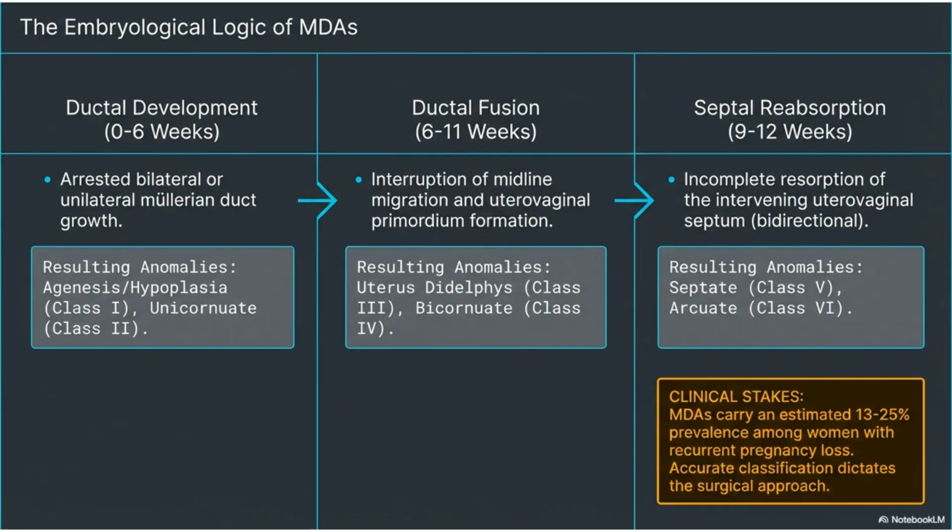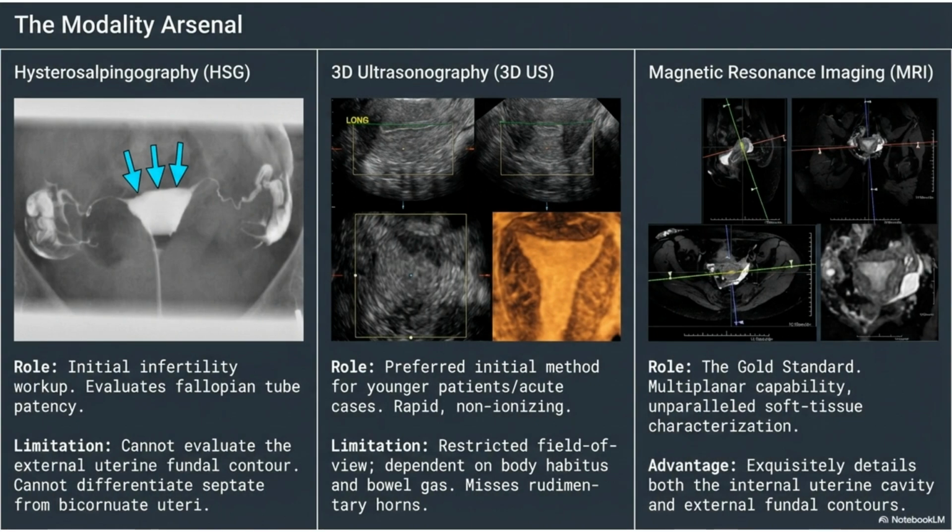septal reabsorption. The clinical stakes are high, with MDAs having a prevalence of 13 to 25% among women with recurrent pregnancy loss. Our modality arsenal includes hysterosalpingography for initial infertility workup, 3D ultrasonography as a preferred initial non-ionizing method for younger patients, and magnetic resonance imaging, which is the gold standard for its multiplanar capability and soft tissue characterization.